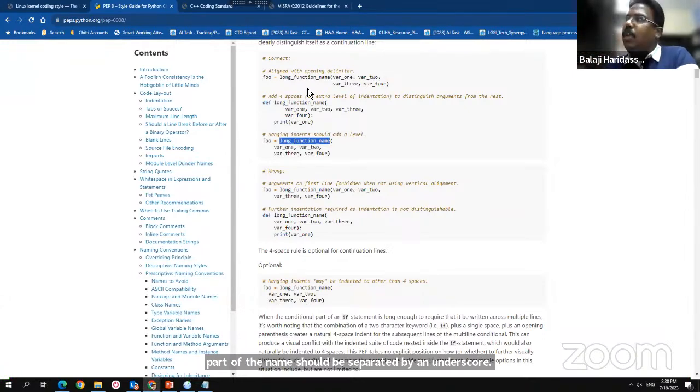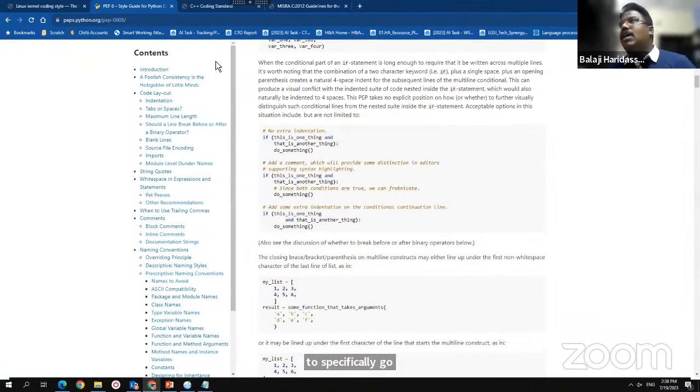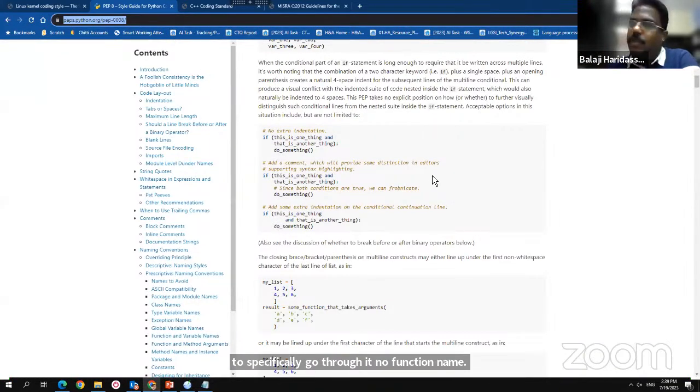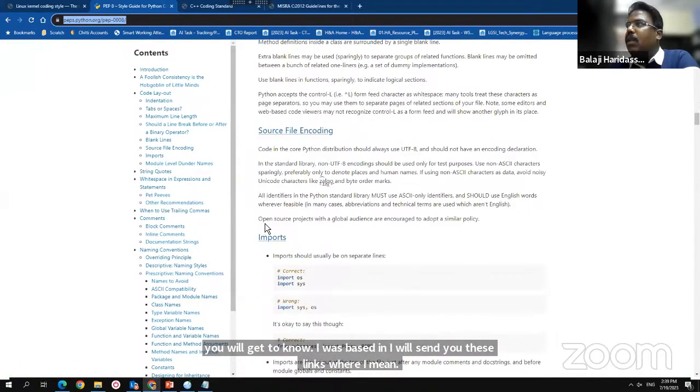So I don't need to specifically go through function names. You have to keep this. If you go through this document, you will get to know. I will send you these links via mail. By seeing this, you can easily understand what they are telling.